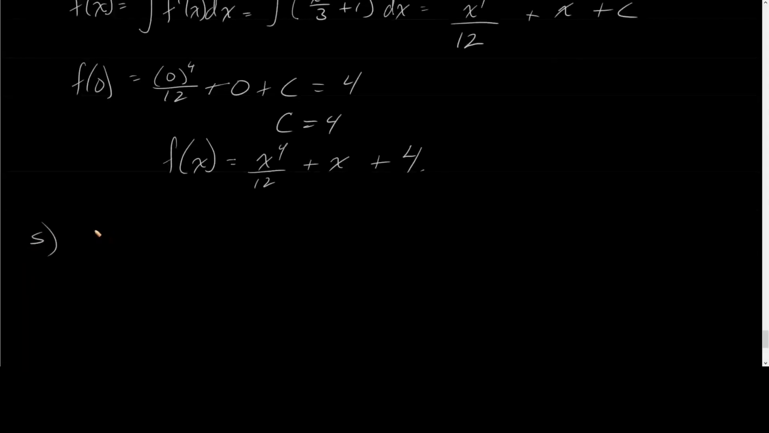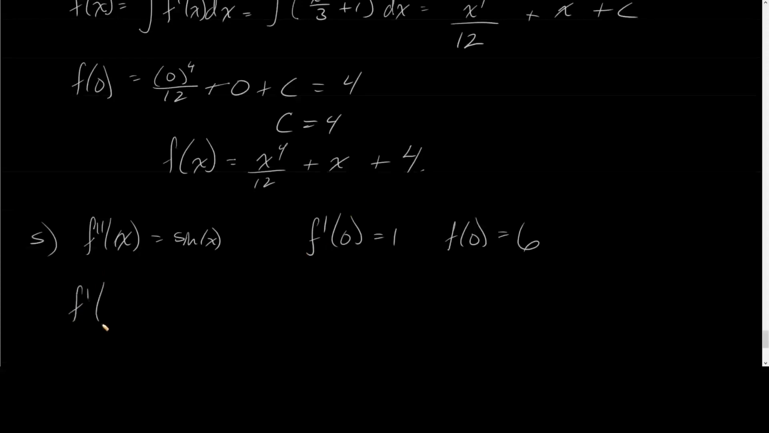Let's say that I have f double prime of x equal to sine of x, and I'm given that f prime of 0 is equal to 1, and f of 0 is equal to 6. All right, so let's see what that gives us.